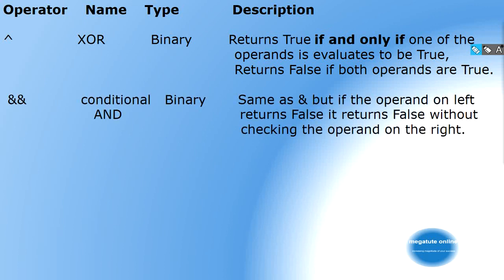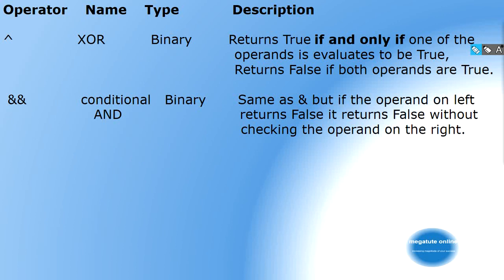The next is the conditional AND, as we call it. It has two ampersand symbols. It's a binary operator. Now the difference between a single AND and the double AND, or conditional AND, is this: the single AND works when both conditions are true. Here, it is the same as AND, meaning it has to check whether both conditions are true or not. But if the operand on the left returns false, it returns false. So if one of the conditions is false, it says false and is not going to check the next condition.